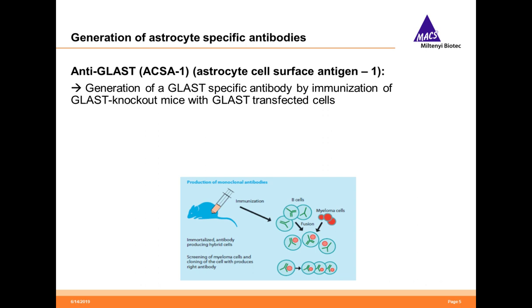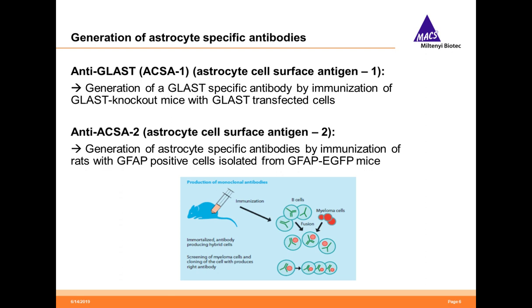Both antibodies were generated by immunization. For the GLAST-specific antibody, transfectants expressing GLAST were generated and served as immunogen. The GLAST knockout mice were immunized several times with these transfectants, and then the lymph nodes were isolated from the animals and fused with myeloma cells. The resulting myeloma cell clones were then screened for their specific GLAST antigen recognition, and then the positive clones were expanded and subcloned.